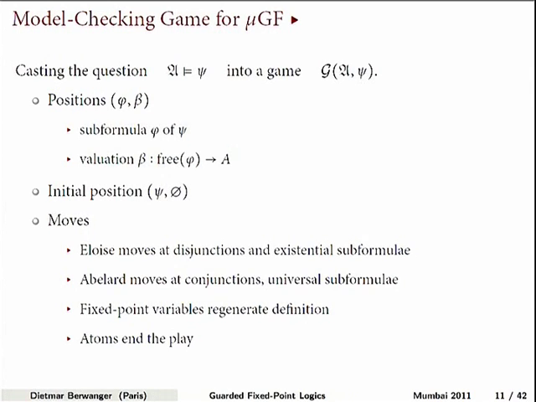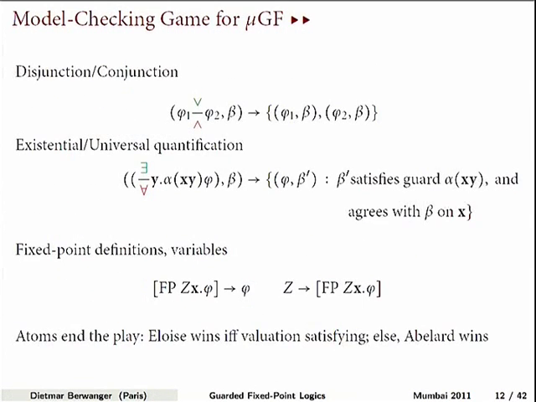And then the moves are designed in such a way that if a formula is true, with the free variables bound to the pointers to the structure, then Alois should be able to keep it true. And if it's false, then Abelard should be able to keep it false. So this means that disjunctions and existential quantifiers are removed as in the Hintikka games, fixed point variables are just regenerated, and we end in the atom. This is what happens in detail.